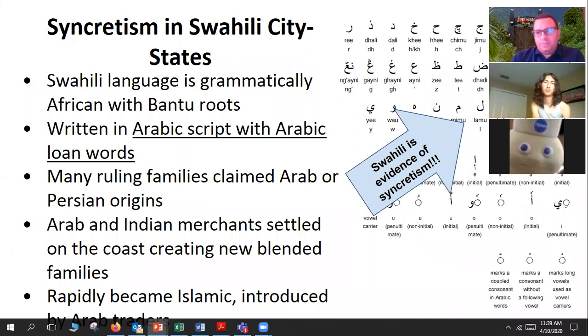Another example, and I know I've mentioned this many times before, would be the language of Swahili. Swahili is a combination of Bantu, which was the native language, combined with Arabic words and Arabic writing. And so if you were to write out Swahili, it would follow a lot of the same letter patterns as Arabic, including being read from right to left.